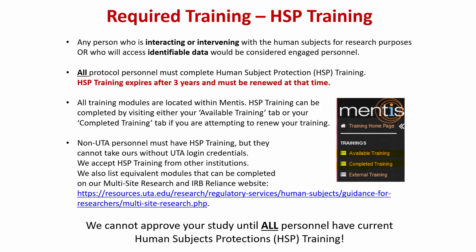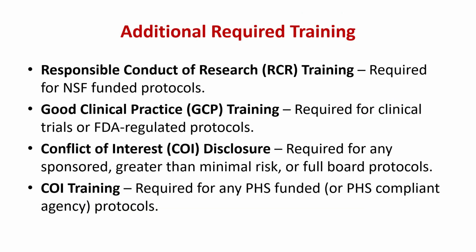Again, regardless of their role in the study, any researcher engaged in human subject research must have active HSP training. Some studies may require personnel to complete additional training. For instance, if your study will utilize NSF funding, you may be required to complete the Responsible Conduct of Research training or RCR training. If your study has NIH funding or will utilize funding from any other PHS compliant agencies, you may be required to complete both conflict of interest training or COI training, as well as a COI disclosure.